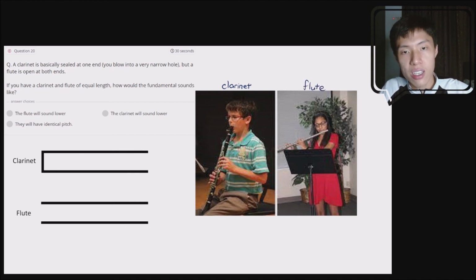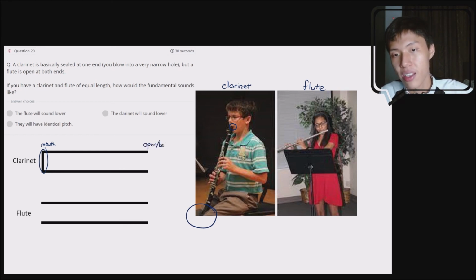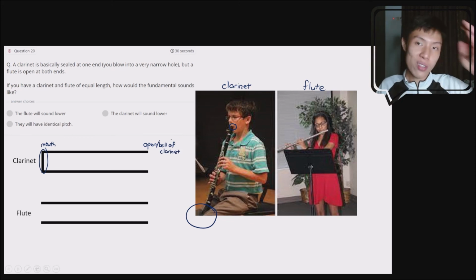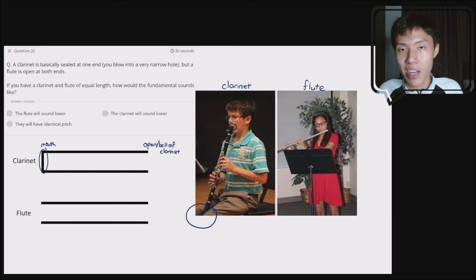If you can see here, when this person is playing a clarinet, the whole mouth is closing up one end of the tube. So this thing here is your mouth. Your mouth is closing up one end of the tube, and the other end of the tube is open. We call that the bell of the clarinet. So this is a pipe that is closed at one end, open at one end. So it's a closed pipe. If it's one end closed, one end open, we call it a closed pipe.